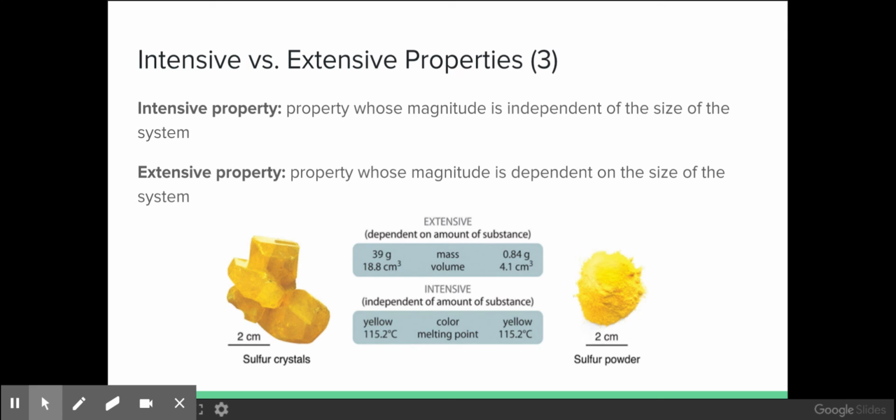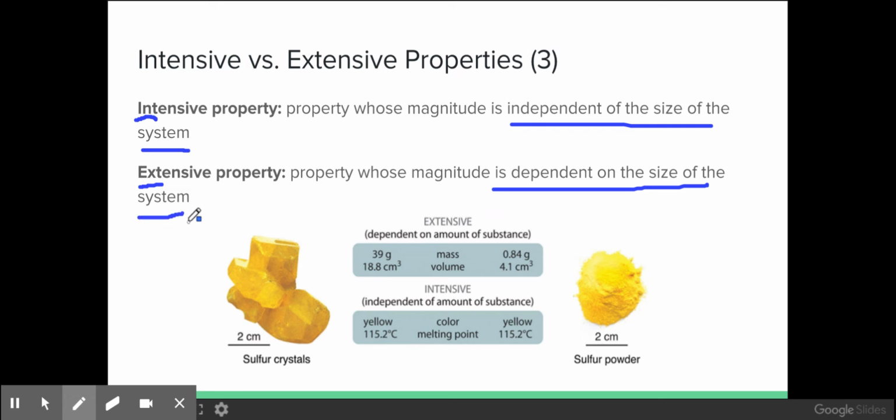Intensive versus extensive properties. Intensive: prefix in, inside, within. A property whose magnitude is independent of the size of the system. An intensive property is a unique quality of whatever substance you're dealing with. Extensive: prefix ex, outside, gets bigger. A property that is dependent on the size. It gets bigger or smaller depending on how much of the object you have.